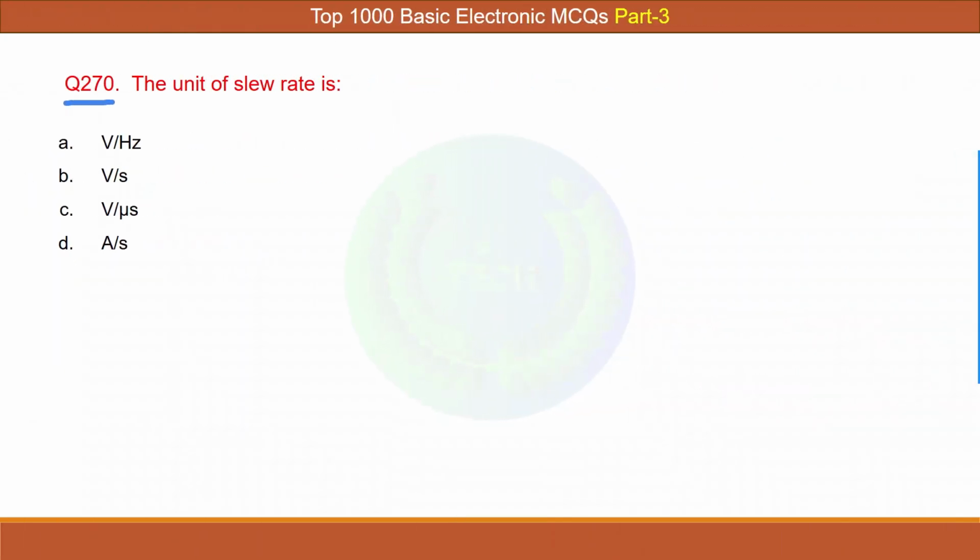Question number 270. The unit of slew rate is option A, voltage per hertz, option B, voltage per second, option C, voltage per microsecond, option D, ampere per second. The answer is option C, voltage per microsecond.